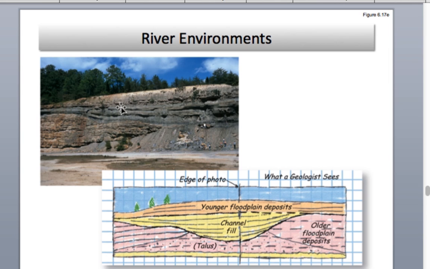So we see silt and fine sand, channel deposits. So here, what a geologist sees here, I see a channel deposit right in here, channel deposit, and some younger soil up on top here, younger floodplain deposits. So again, telling us that this is a fluvial or river environment. Here's some people for scale down in here.